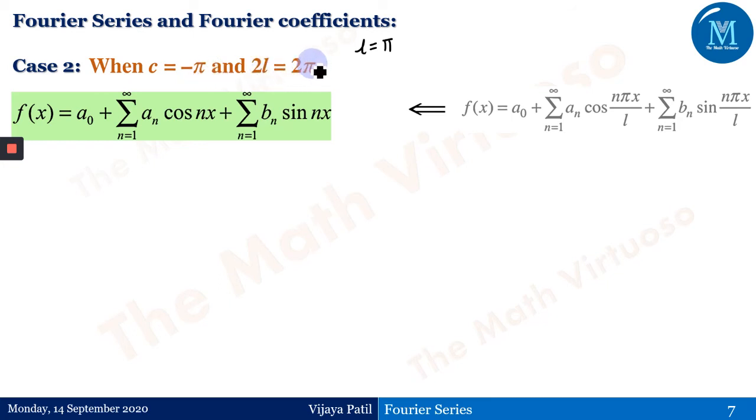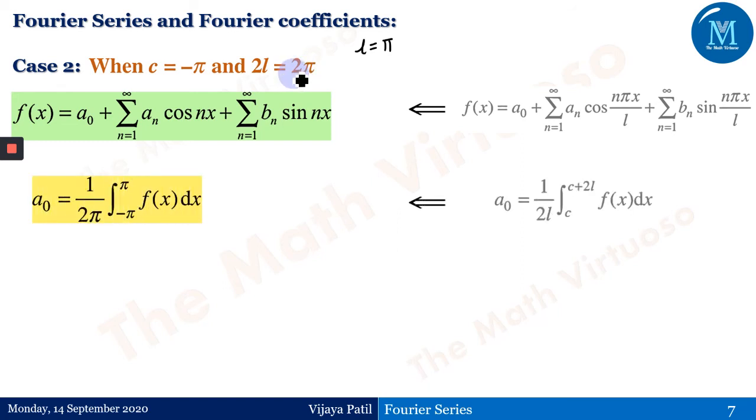So what will be the interval? The interval would be minus pi to pi. Clear? L is equal to pi and c is equal to minus pi. So this c to c plus 2L interval becomes: c is minus pi, 2L is 2 pi, so the entire interval becomes minus pi to pi.